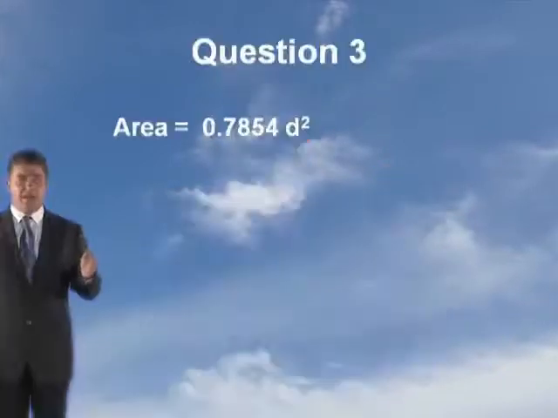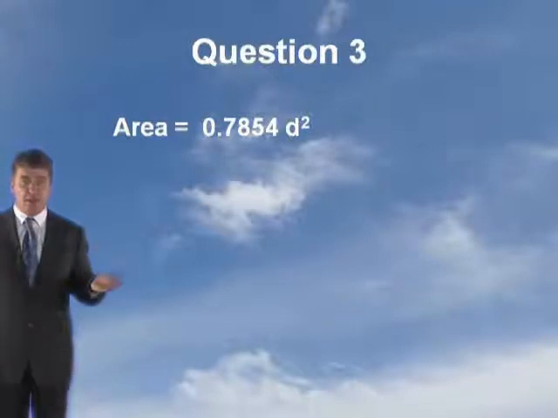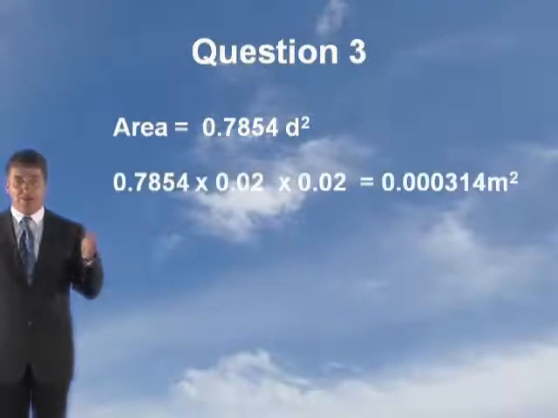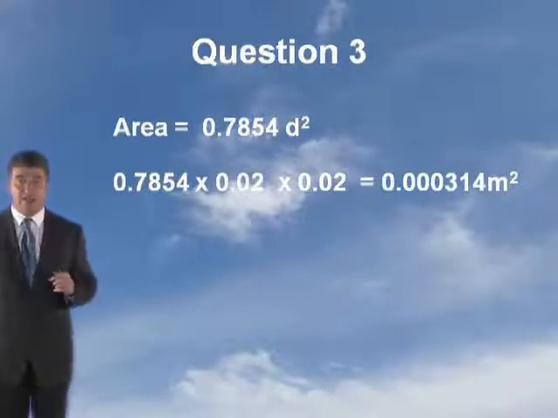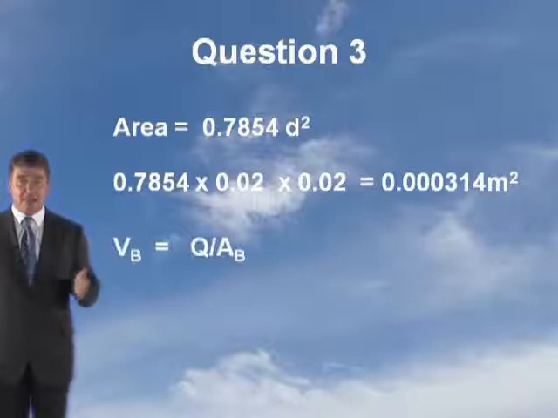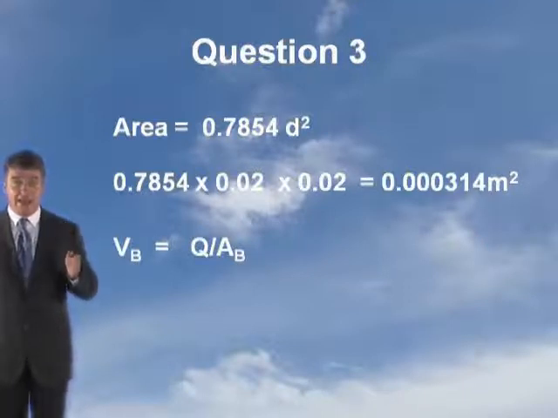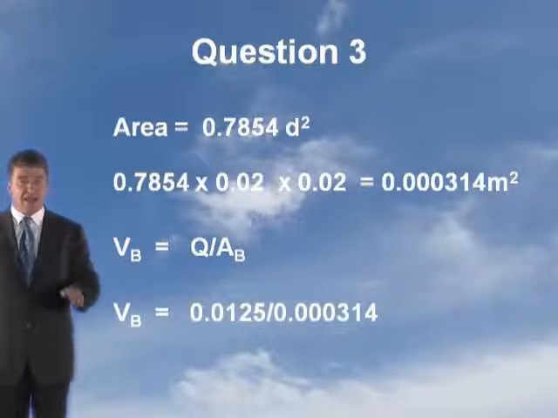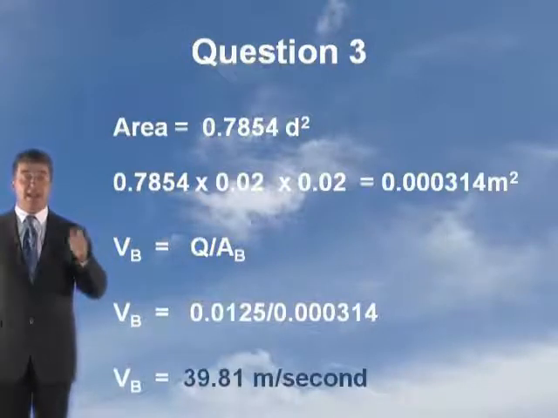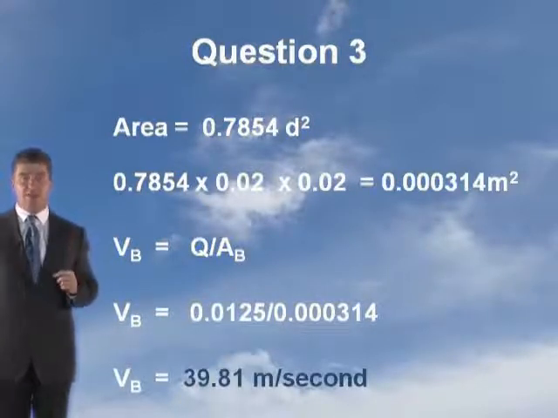We need to work out the area at B. Area at B is 0.7854d squared. 0.7854 times 0.02 times 0.02, don't forget it's 20mm, gives you the area at B is 0.000314 metres squared. Substitute it in, VB equals Q divided by AB. VB equals 0.0125 divided by 0.000314. The velocity at B is 39.81 metres a second.